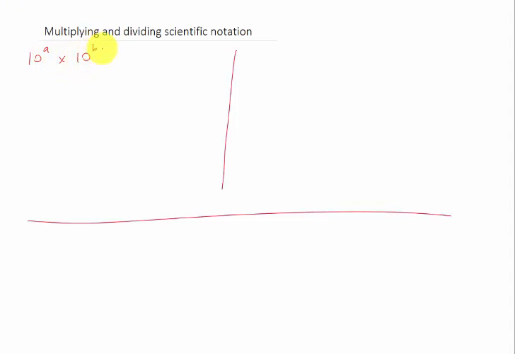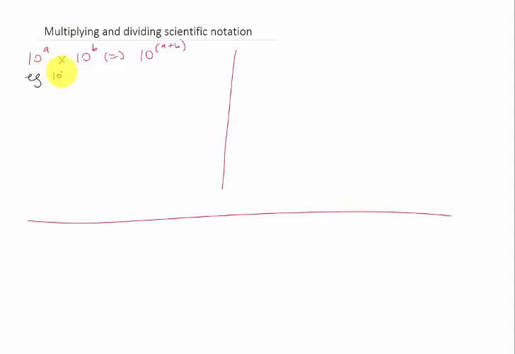How do we multiply and divide numbers written in scientific notation? So first of all, let's turn to multiplication. Here, let's imagine we've got 10 to the power A times 10 to the power B. That is equivalent to saying 10 to the power of A plus B. So we add the exponents together. If I show you an example, you'll see what I mean.